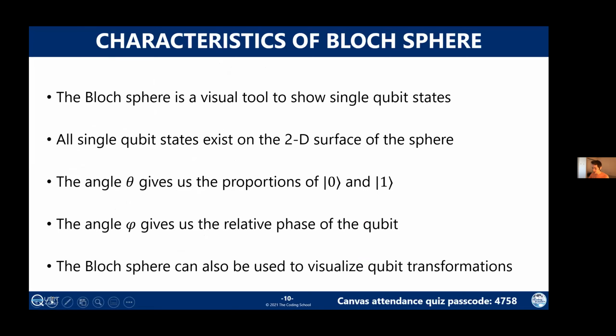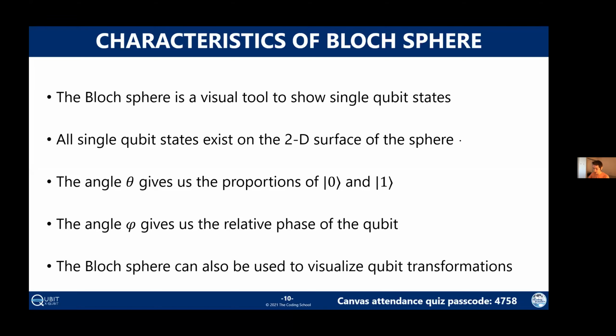So some general characteristics of the Bloch sphere. First of all, the Bloch sphere is a visual tool to show single qubit states. Every single point on the surface of the Bloch sphere represents a valid qubit state. And conversely, every valid qubit state maps to a point on the surface of the Bloch sphere. So if you pick a spot on the Bloch sphere, you always know it's going to be a valid quantum state. And if you have a valid quantum state, you can always draw it as a point on the Bloch sphere. There's a correspondence there.